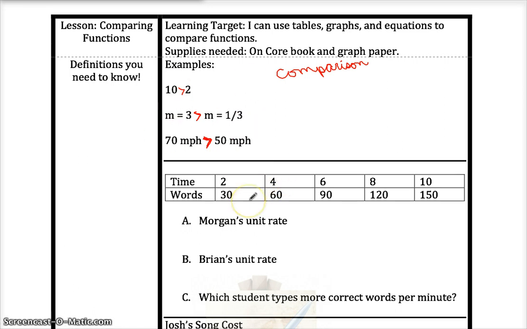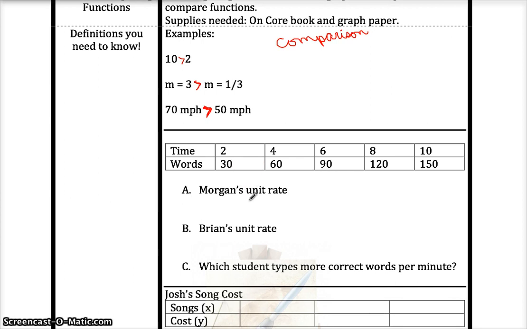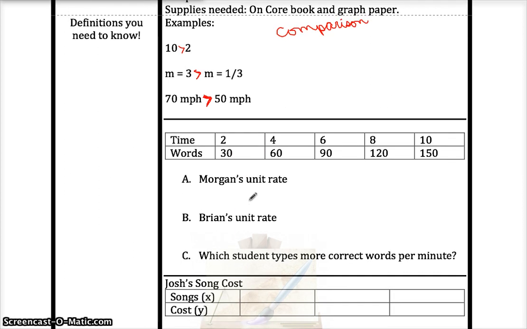All right, so this is on page 53. This is Explore number 1. The words say, the table and graph show how many words Morgan and Brian typed correctly on a typing test. For both students, the relationship between words typed correctly and time is linear. So that means that they have a unit rate.